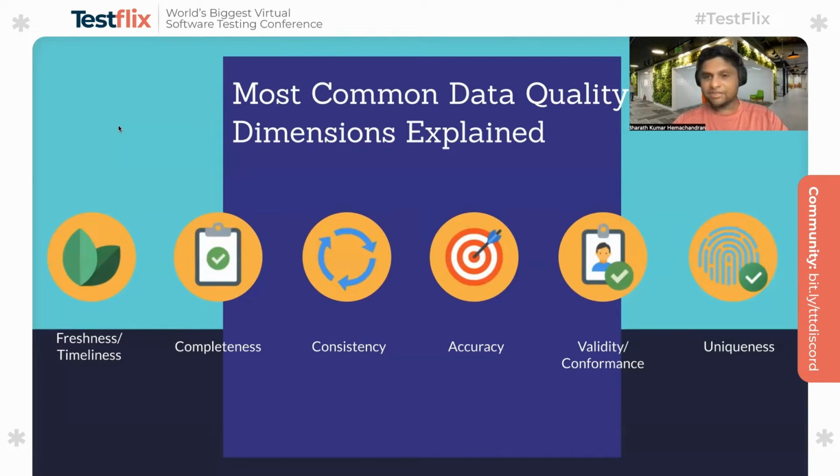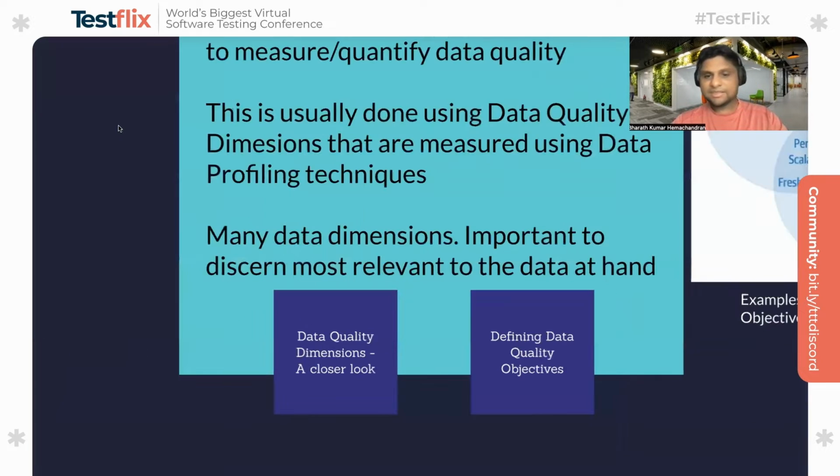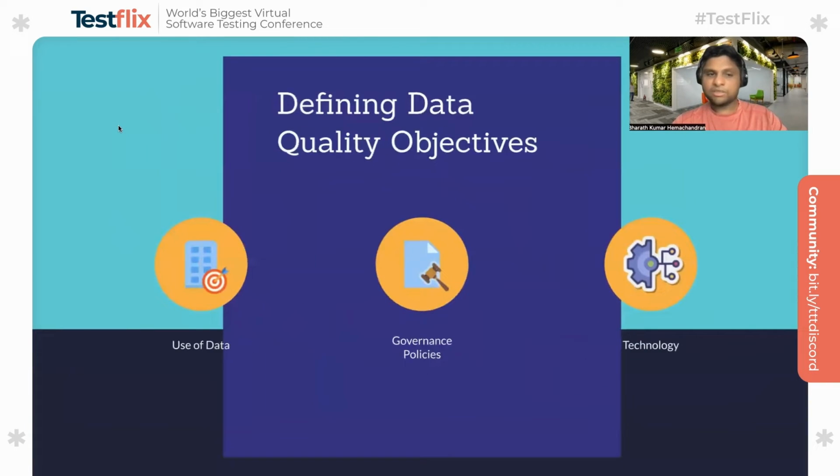The last is uniqueness of data. So uniqueness of data in a customer record, for example, would be a transaction ID. The transaction ID should be unique so that that particular transaction can be identified at any point in time. So these six are typically the most important ones that are collected across most projects.